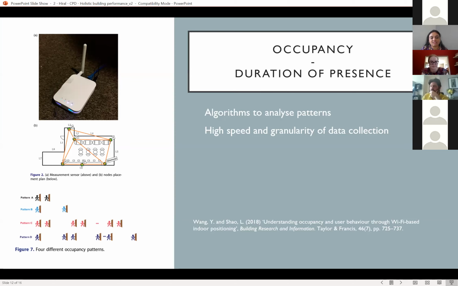Pattern D is for intense users who are in the space for 1 to 2 hours, and then they go out for a short break and then return. So this method detected the occupancy based on the presence.